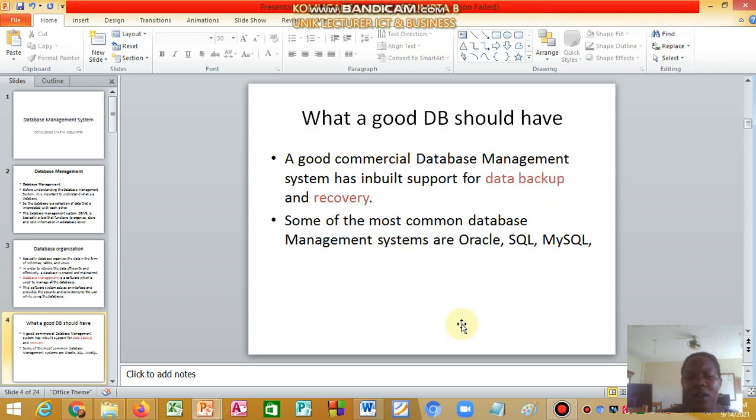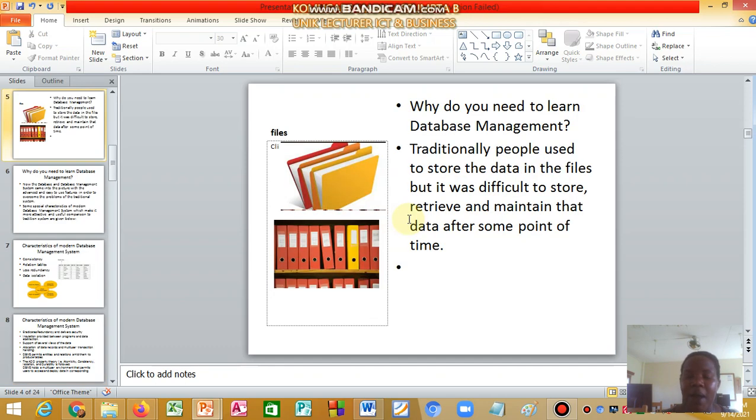So what a good database should have: a good commercial database management system has inbuilt support for data backup and recovery. So if you're building a database, it should have a place for data recovery and data backup. Some of the most common database management systems are Oracle, SQL, MySQL, Access, among others.